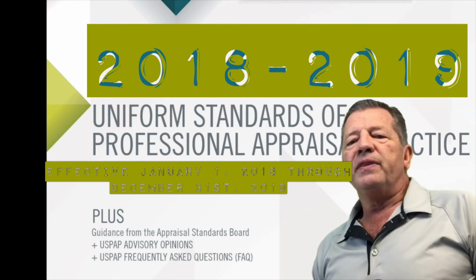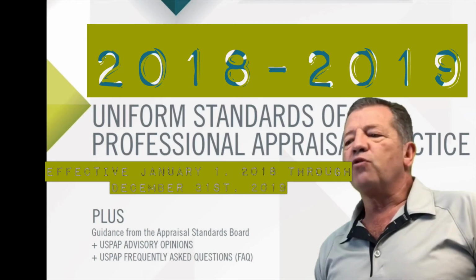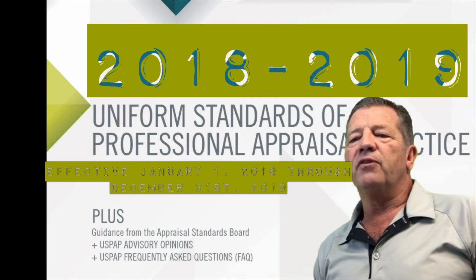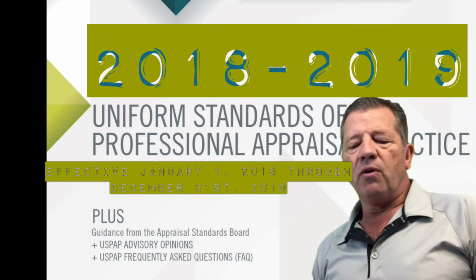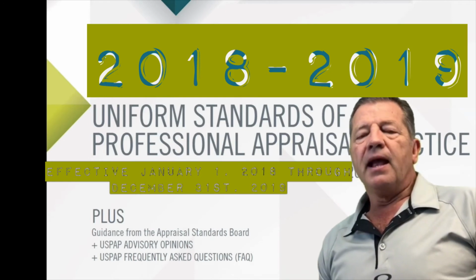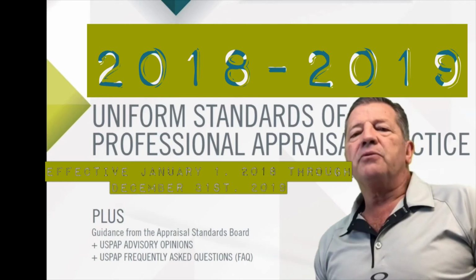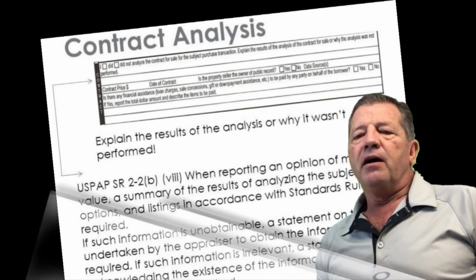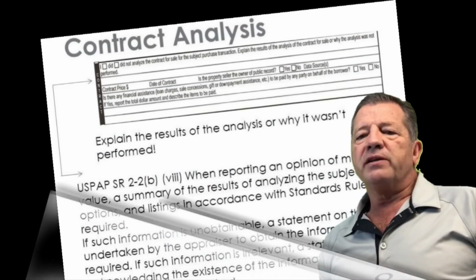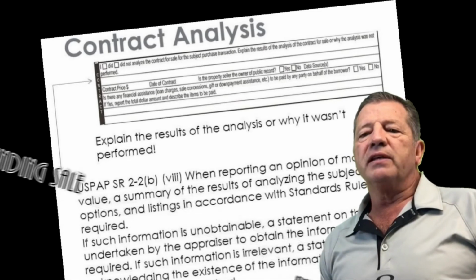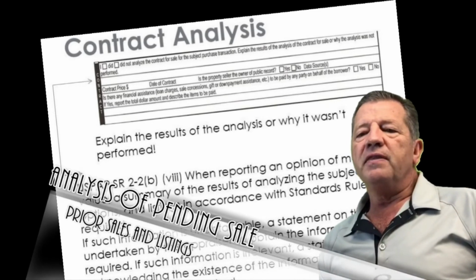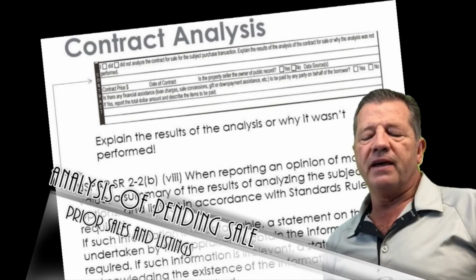Often when this information is provided, it's randomly scattered throughout the report, making it very difficult for the client to locate those required statements. And then finally, inadequate reconciliation and analysis of the sales price, prior sales, current listings, and the analysis performed within the body of the appraisal in developing the final opinion of value.